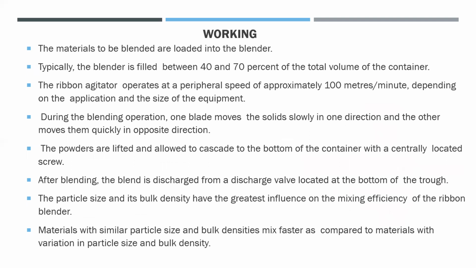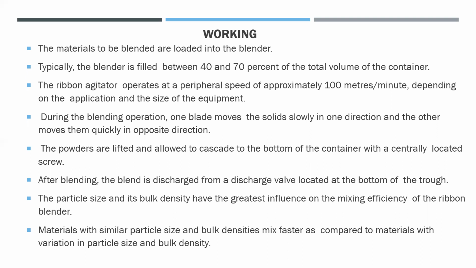Next, the working of this ribbon blender. The materials to be blended are loaded into the blender, through the nozzles or through the feed hoppers. Typically the blender is filled to between 40 to 70% of the total volume of the container. So the material is loaded within 40 to 70% of the total volume, roughly two-thirds capacity.